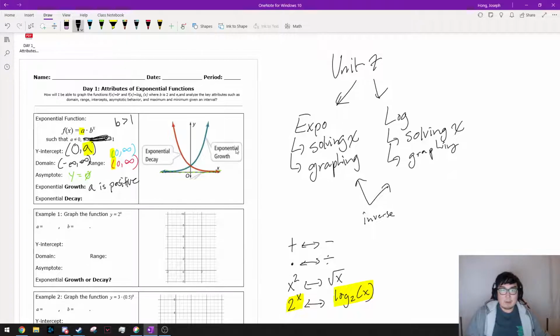So that means that if I have a decay, A is negative.